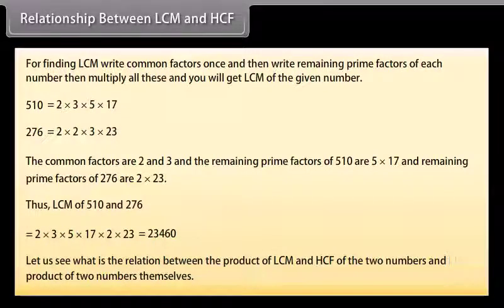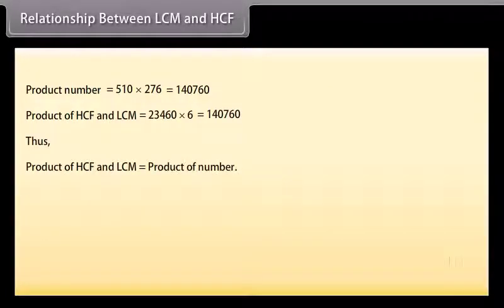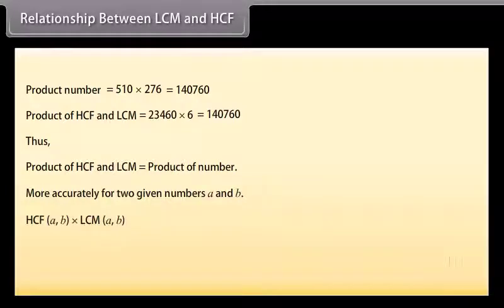23,460. Let us see what is the relation between the product of the LCM and HCF of the two numbers and the product of the two numbers themselves. From the above example, the product of the numbers is 510 × 276, which equals 1,40,760. The product of HCF and LCM is 23,460 × 6, which is 1,40,760. Thus, the product of HCF and LCM is equal to the product of the numbers. More accurately, for two given numbers a and b, HCF(a, b) × LCM(a, b) = a × b.